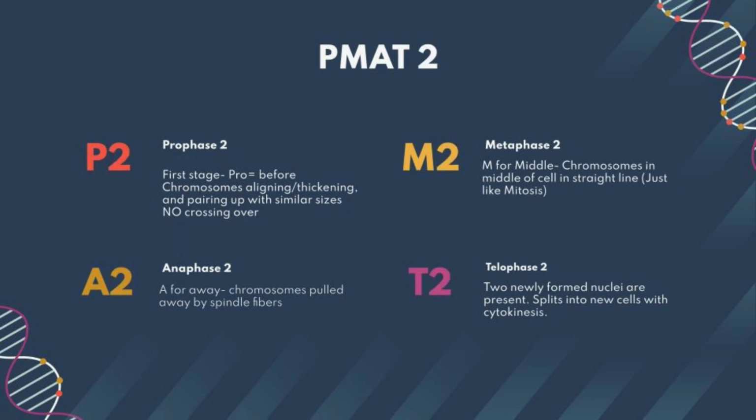In PMAT 2, those 2 cells that were just created are now going to split into 4. There is no crossing over in prophase 2 though. They're just going to thicken and start getting ready. Metaphase 2, they're going to line up in a single file line now in the center. Anaphase, they're going to be pulled away by those spindle fibers. And then telophase, we will have the new cells formed.